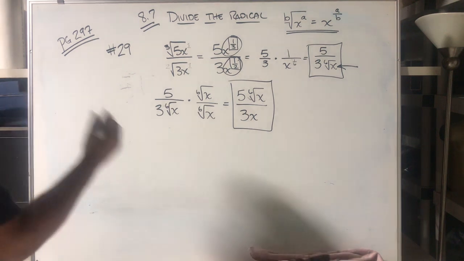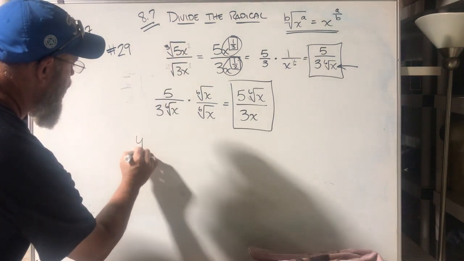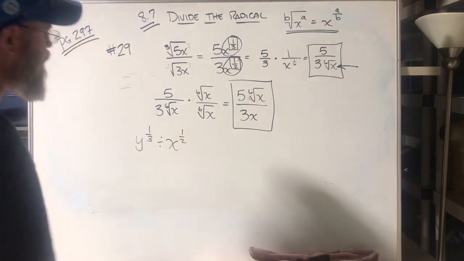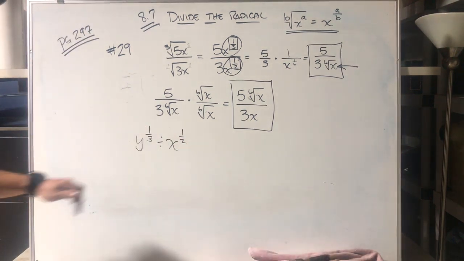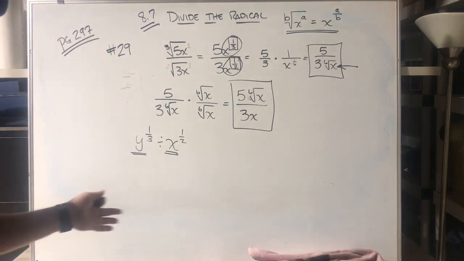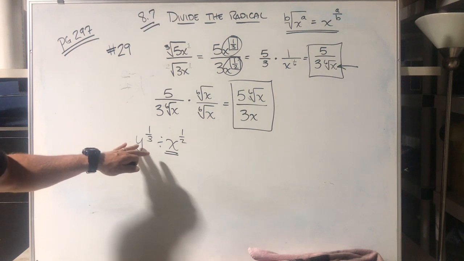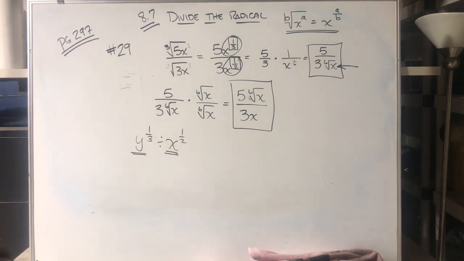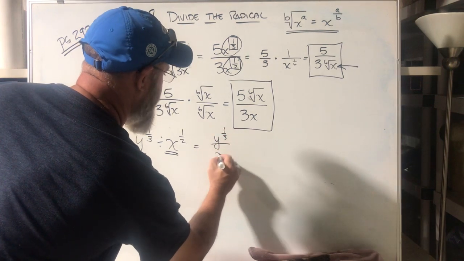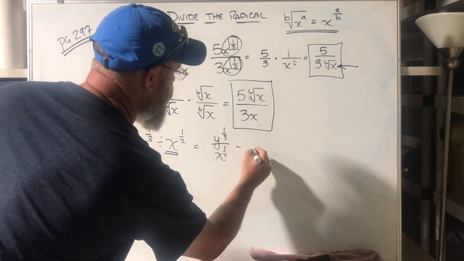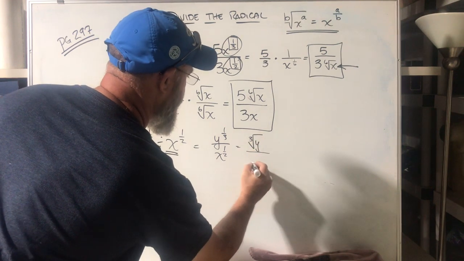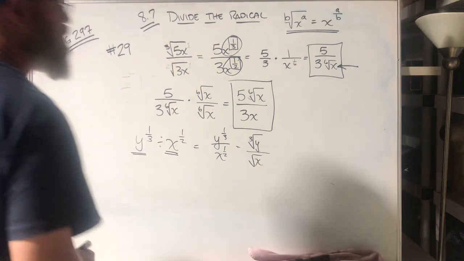If I had y to the 3rd divided by x to the 1/2, I can't do that because the roots are different. They have to be the same. The roots have to be the same. So I cannot divide that, all right? That just equals y to the 1/3 over x to the 1/2, which also equals the cubed root of y over the square root of x.